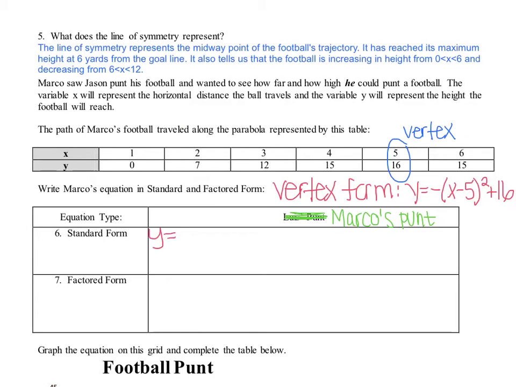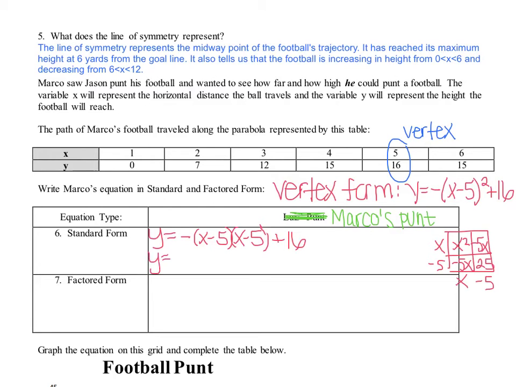So I have y equals negative, and then I have (x minus 5) squared, which is really (x minus 5) times (x minus 5). And then I have plus 16. I'm going to take x minus 5 and multiply it by itself. If what you're comfortable with is a box, that's fine. You know, you're multiplying x and negative 5 and x and negative 5. And x times x is x squared. We have negative 5x, negative 5x, and 25.